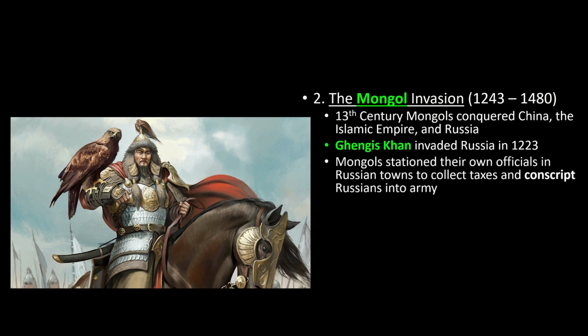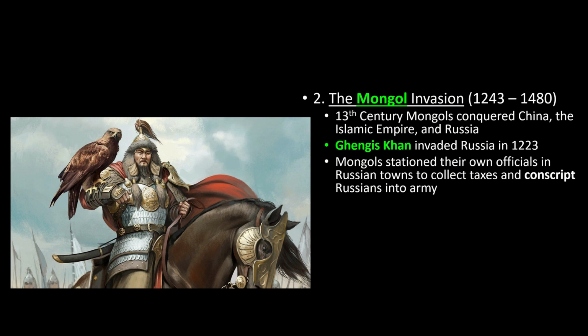So anyway, when the Mongols conquered, they stationed their own officials in Russian towns to collect taxes, because that's one of the things you do as a conqueror: you start collecting taxes from the people that you conquered. And guys, that word conscript is supposed to be bold, highlighted yellow, and conscript Russians into the army. So conscript or conscription is a word that you guys are going to need to know. It literally means you're forced to serve in whatever military that you're in. So if you are conscripted, you are forced to serve in the military. So the Mongols came into Russia, and after they conquered, they took their men and said, hey, you have to serve in our military now.